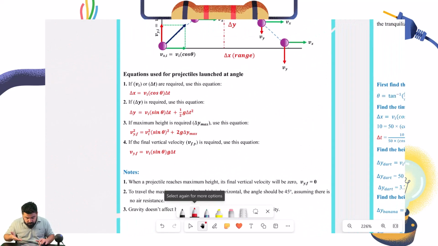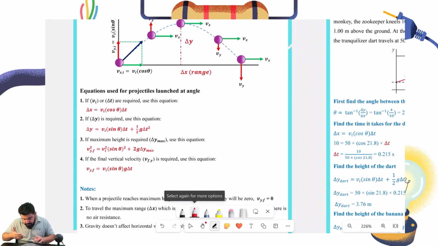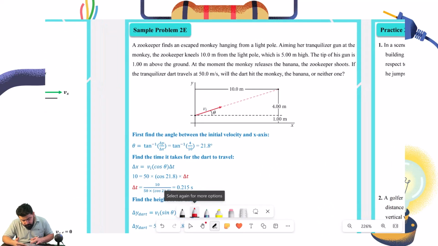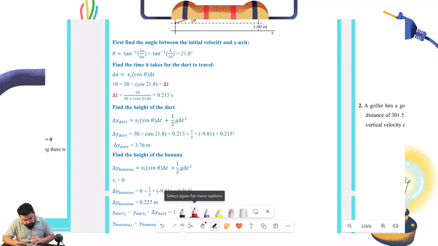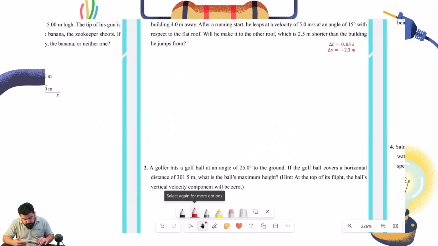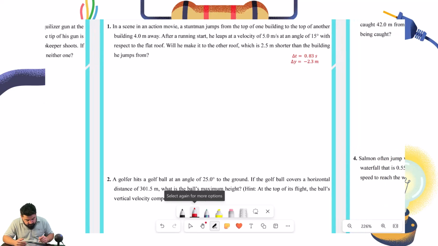Now, these are the equations we're going to use. Basically, this is what I've explained now. Practice or sample problem 2 is solved. I want to make the video shorter, so I'm not going to solve this. I'm going to solve some questions here, then I'm going to leave the rest for you.